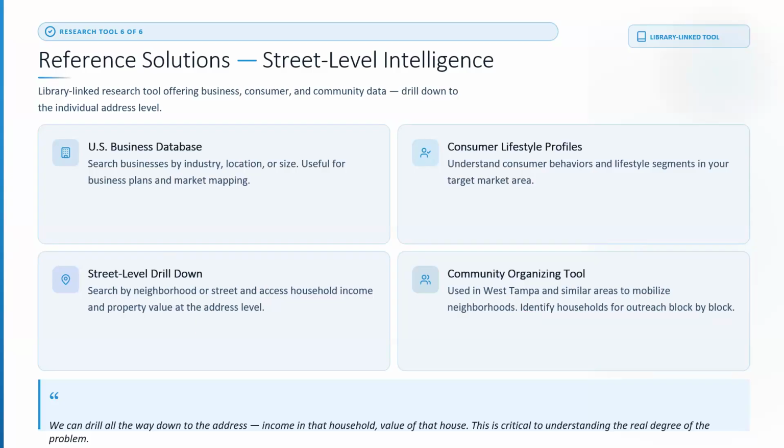Read me the bottom line at the end. He said we can drill all the way down to the address. Yes. Income in the household, value of the house. That is critical to understanding the real degree of the problem. Let me see, can we go further down? No. The real degree of the problem.